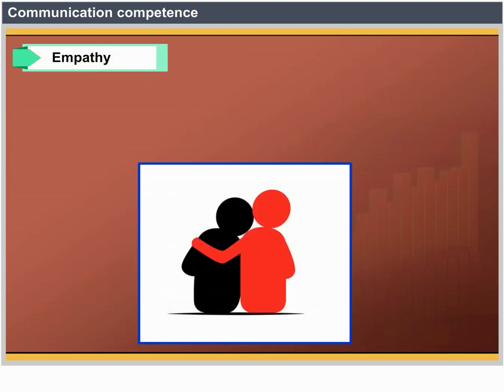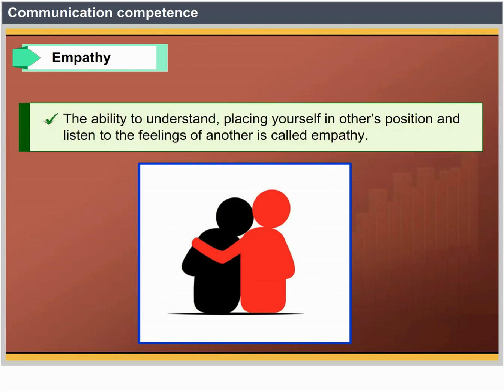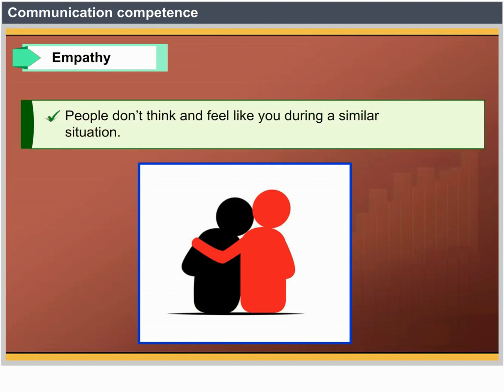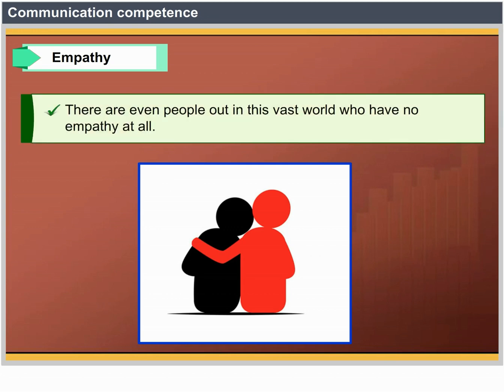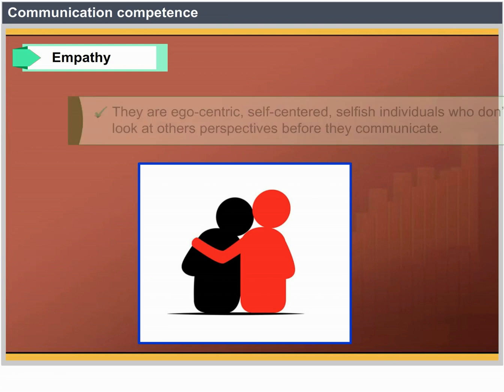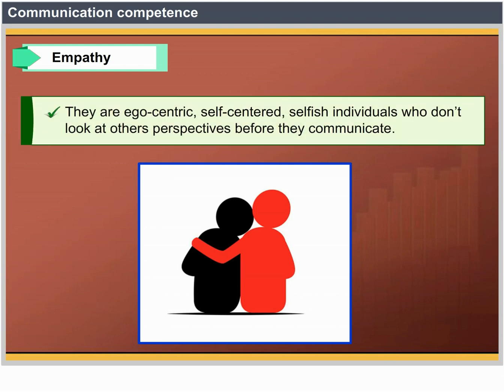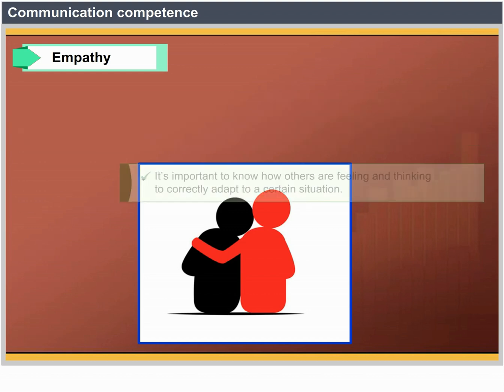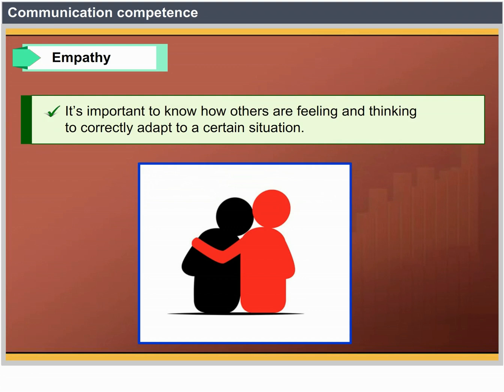Empathy. The ability to understand and share the feelings of another is called empathy. People don't think and feel like you may during a similar situation. There are even people out in this vast world that don't even have empathy. They are egocentric, self-centered, selfish individuals that don't look at others' perspectives before they communicate. It's important to know how others are feeling and thinking to correctly adapt to a certain situation.